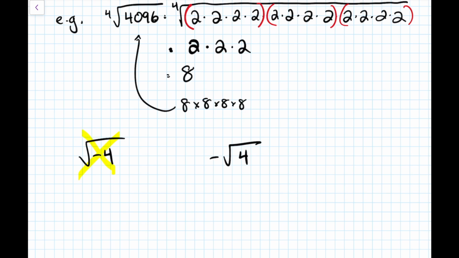You can do, though, a root with a negative on the outside. So in that case, the negative is like a coefficient. You can basically think of it like a negative 1 being multiplied by this root. So the square root of 4 is 2. So negative square root of 4 is just negative 2.